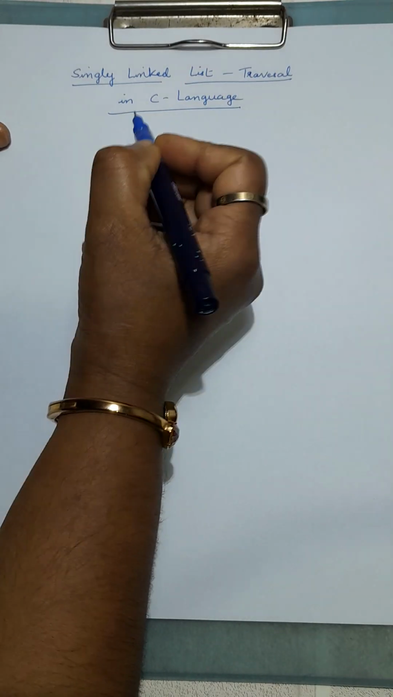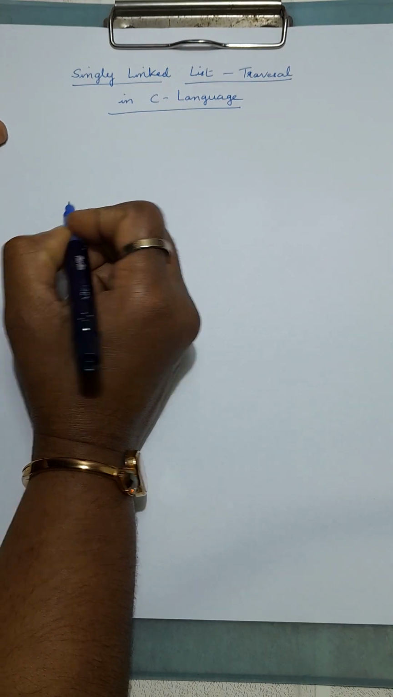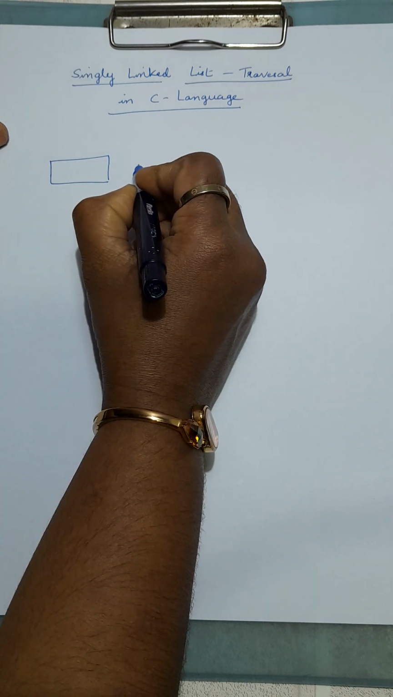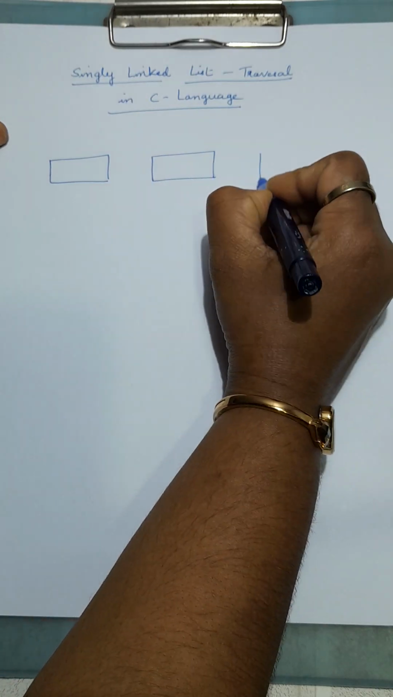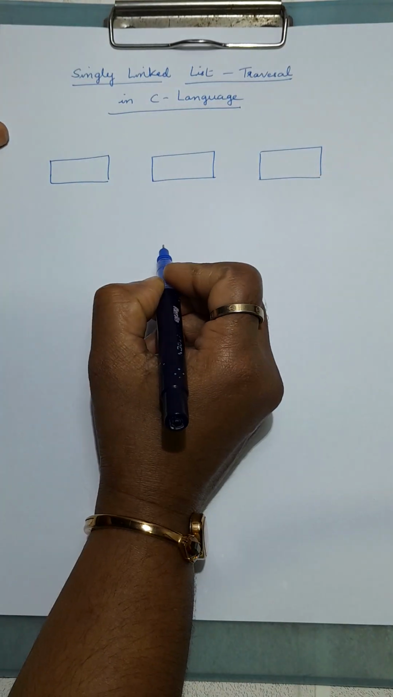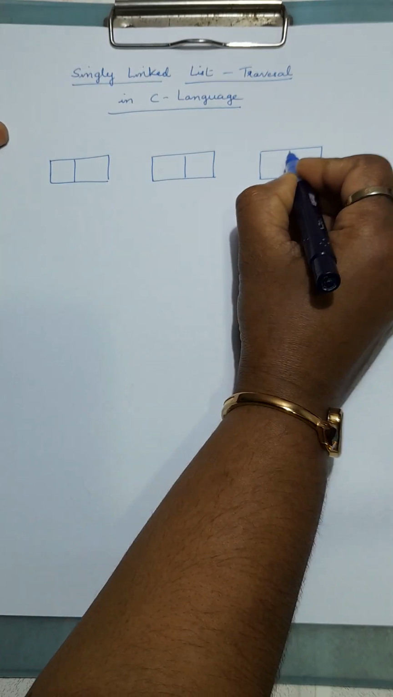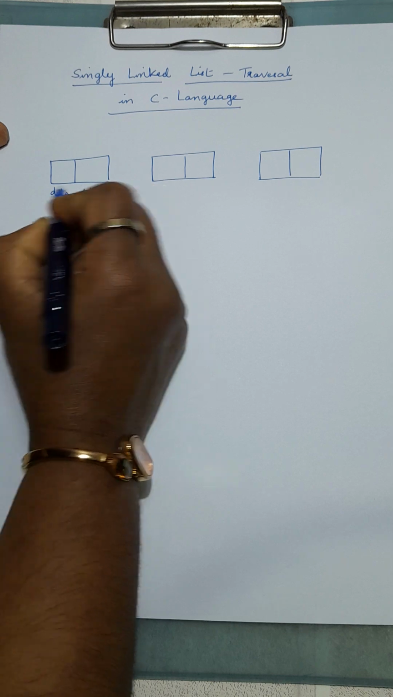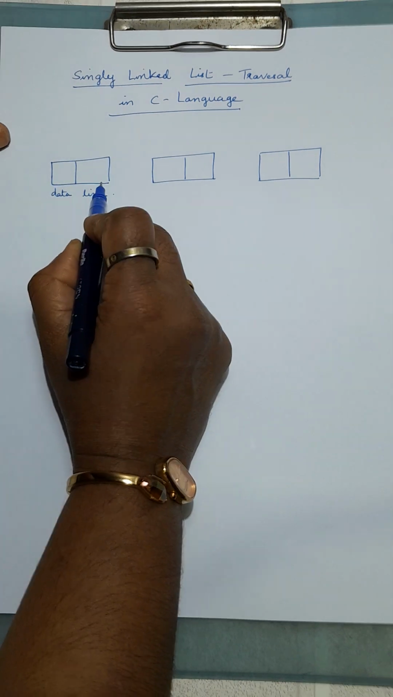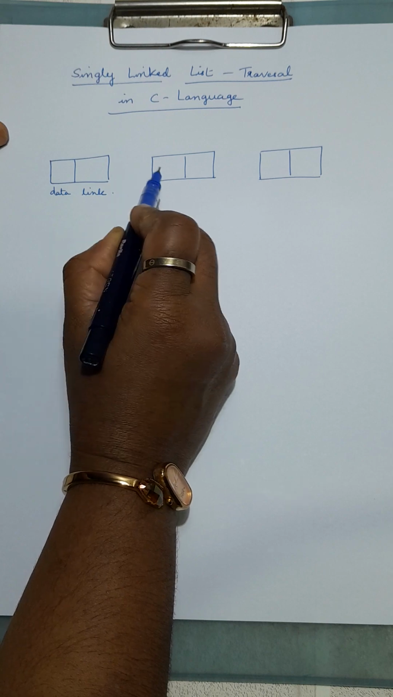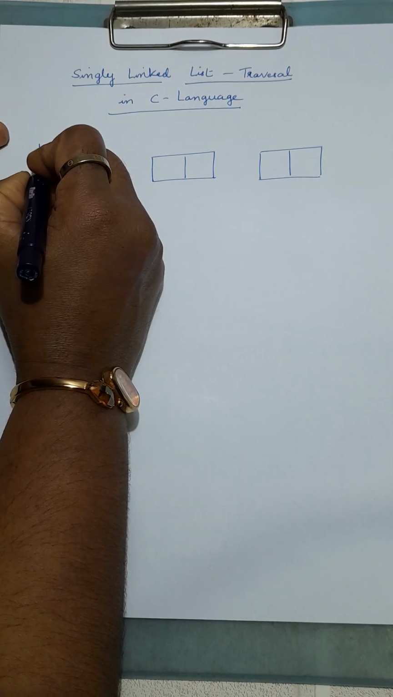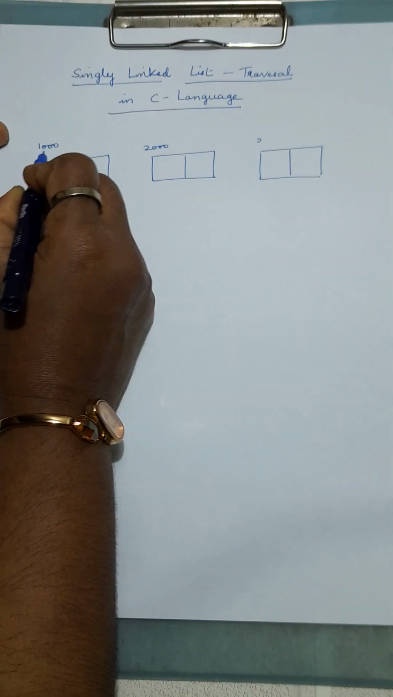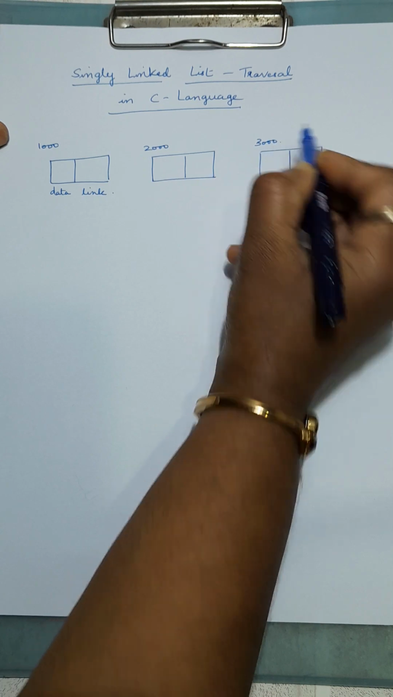I'll take the same example, the same example which I taught you for the creation of a singly linked list. Assuming that we have created three nodes, there are two parts within the nodes: the data part and the link part. The data part will hold the data values, and the link part will point to the address of the node that it is going to point to. Assuming the first node was created at address 1000, the second one at address 2000, and the third one at address 3000.